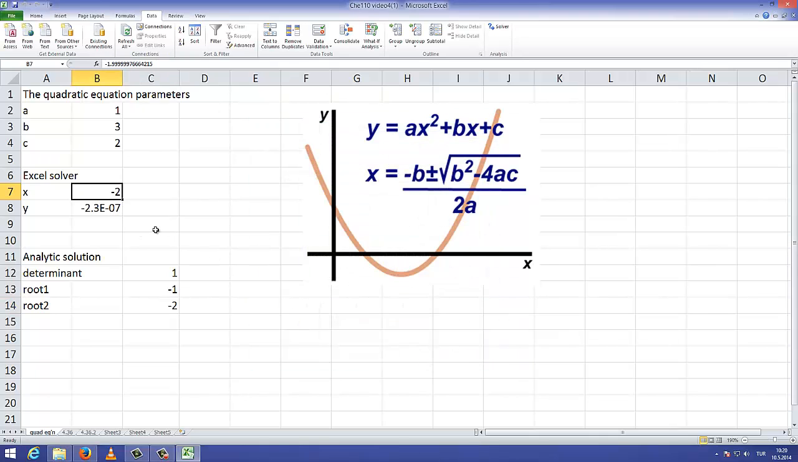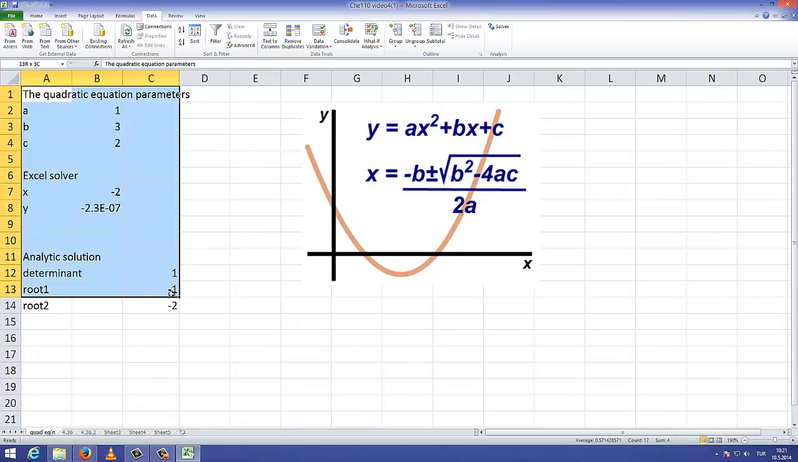It has given -2, my other solution. But you see the y is not exactly 0, but it doesn't matter. This is almost 0, right? Because 10 to the -7 is practically 0 for this equation. Of course, the numbers you're working with are important, but for this scale, this is 0, so we can accept that it has found the 0.